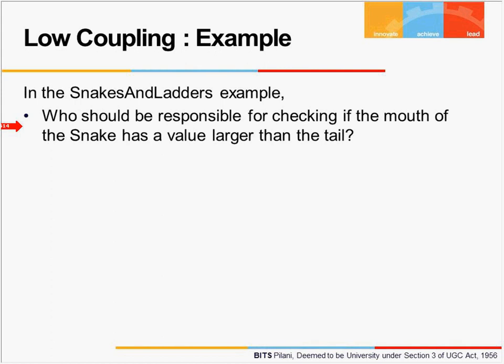Okay, so reject all game owner and game controller answers, right? The game owner, the game controller will definitely not be responsible to know if the mouth of the snake has a value larger than the tail, right? We would definitely have a tie between, and this is what I can see in the chat as well. Okay. Then the board and the snake are the two answers which have a tie. Who should be responsible for checking if the mouth of the snake has a value larger than the tail?